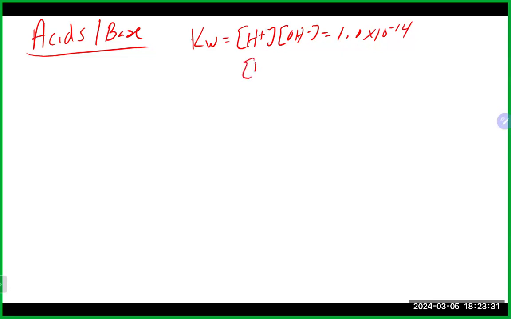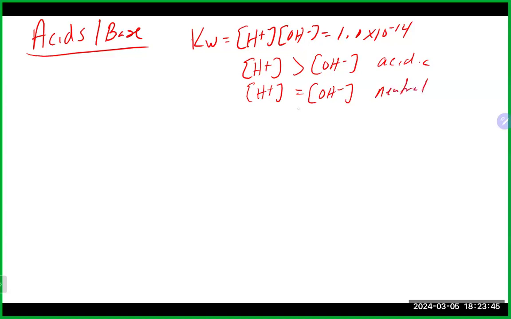Clearly, if the H plus, which is the acid part of the solution, is larger than the OH minus, we're going to have an acidic solution. If they are equal, we will have a neutral solution. And if the OH minus is larger than the H plus concentration, then we'll have basic.